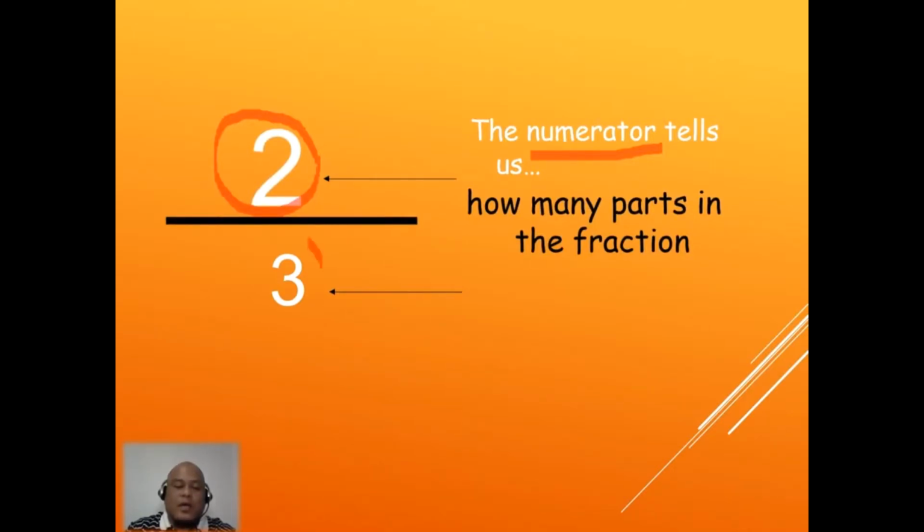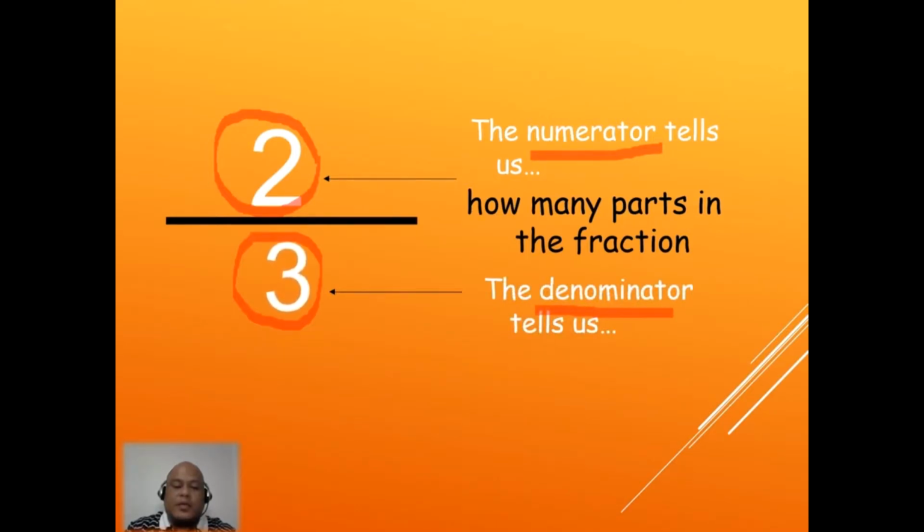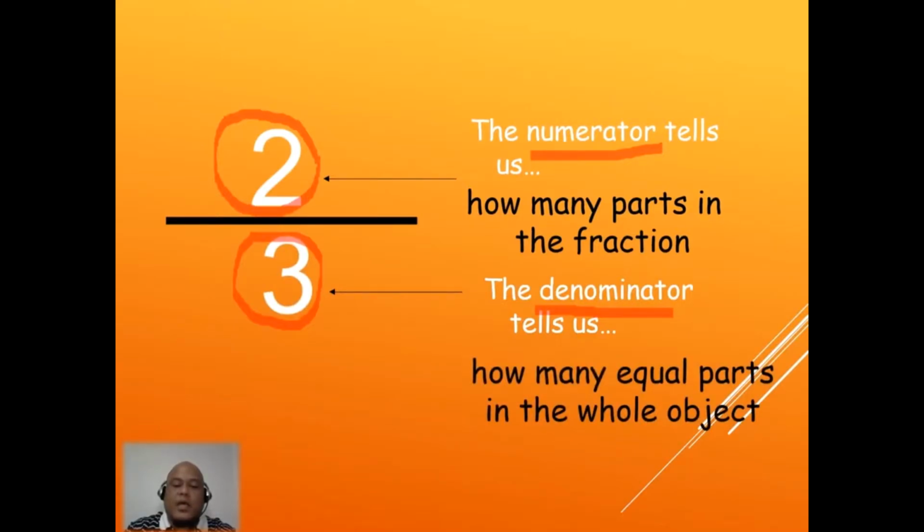How about this? What do you call this number? Denominator. The denominator tells us how many equal parts are in the whole object. Let's find the fraction of these shapes.